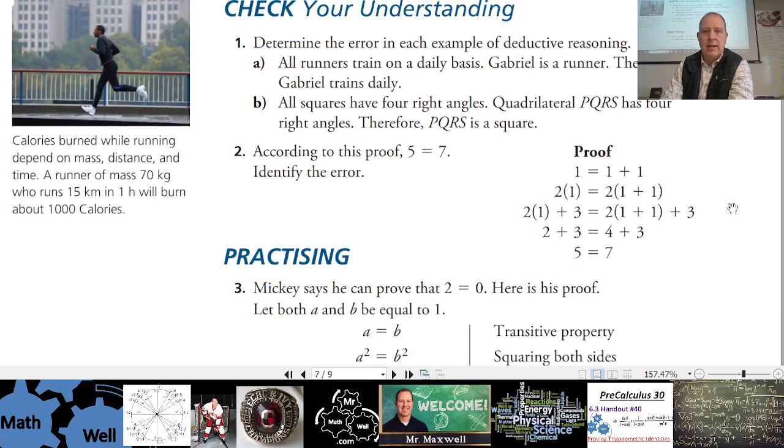All right, number 2, according to this proof, 5 equals 7. It's pretty easy to see where the problem lies with this one, because look at the initial statement, 1 equals 1 plus 1. That's incorrect. Let's see what else they do. They multiply both sides by 2. That's okay. They add 3 to both sides. That's okay. They expand and multiply out. Everything else is fine. But the reason they get an incorrect answer is because this premise is false. So the error is in the very first line.